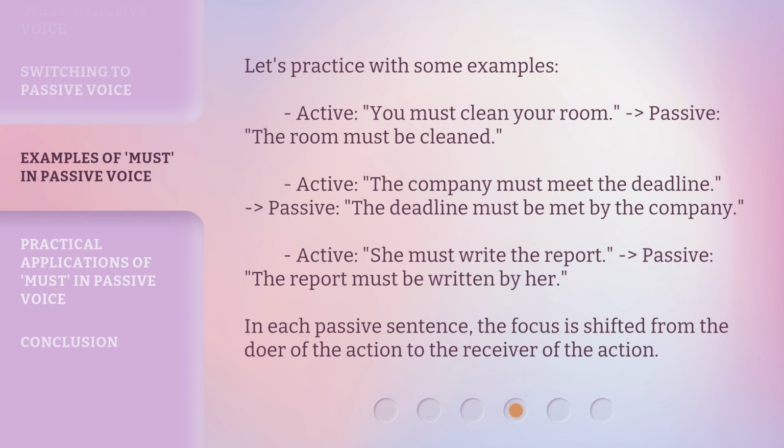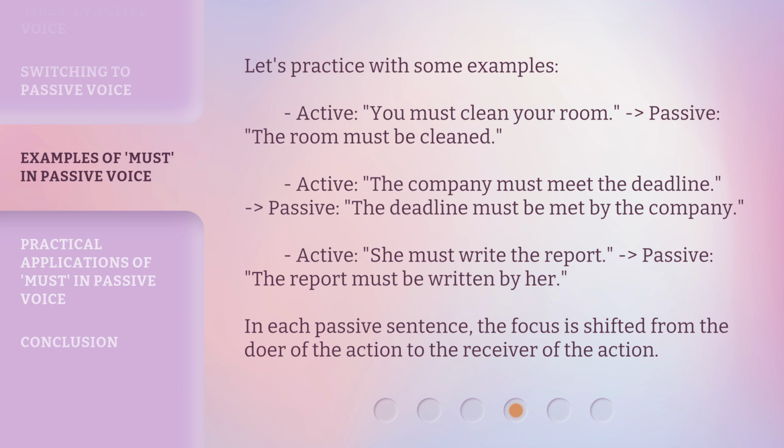Let's practice with some examples. Active: you must clean your room. To passive: the room must be cleaned. Active: the company must meet the deadline. To passive: the deadline must be met by the company. Active: she must write the report. To passive: the report must be written by her.